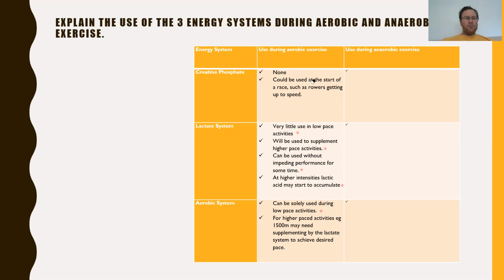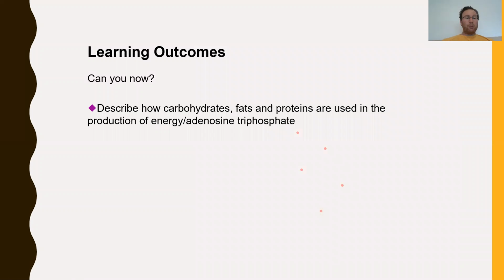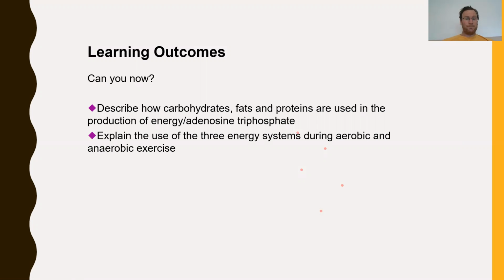So hopefully you've got a bit of a better grasp of energy systems. I think the key thing that I was trying to get through was this concept of the body's energy currency: that carbohydrates, fats, and proteins are used in the production of ATP. So we don't just directly use them, we have to convert them to this substance called ATP.